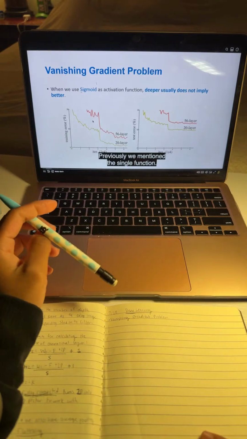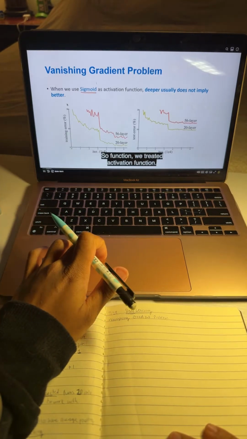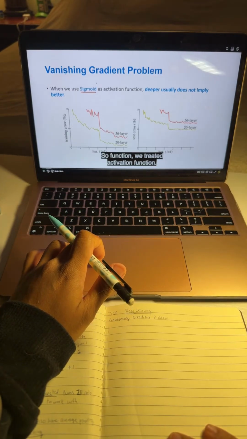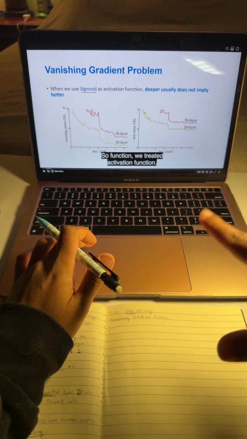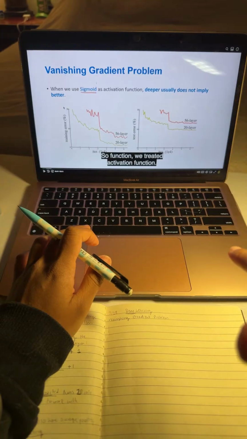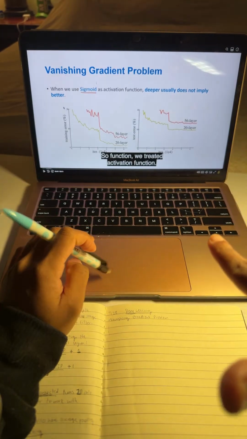So vanishing gradient problem. Previously, we mentioned the sigmoid function. Sigmoid function we treated as an activation function. When we use sigmoid as activation function, deeper usually does not imply better.